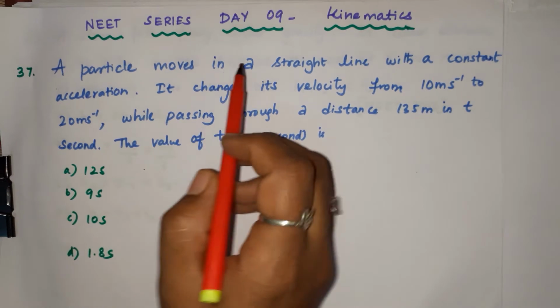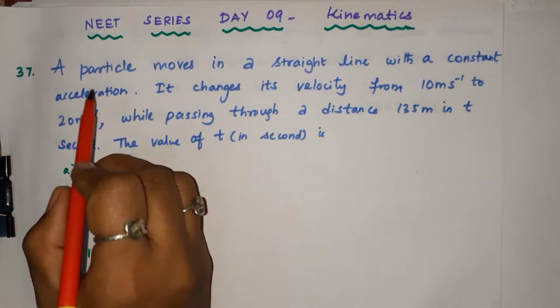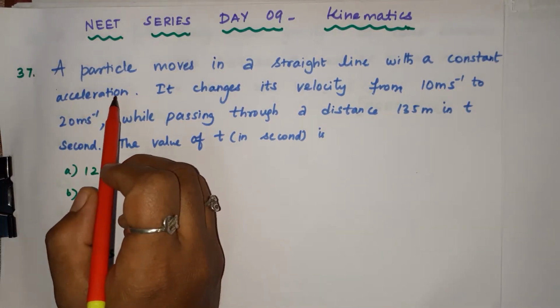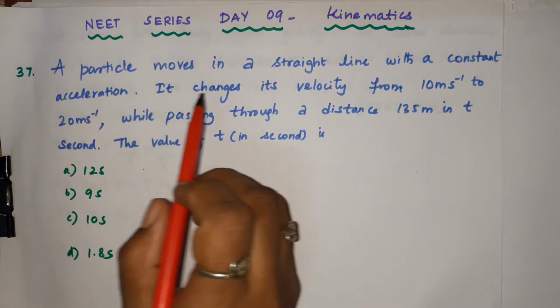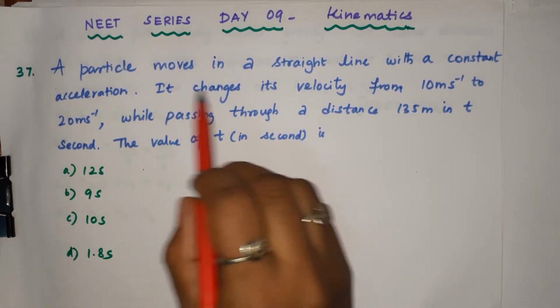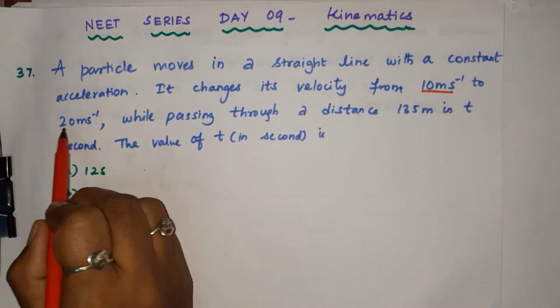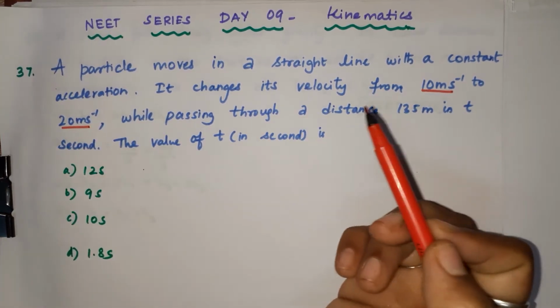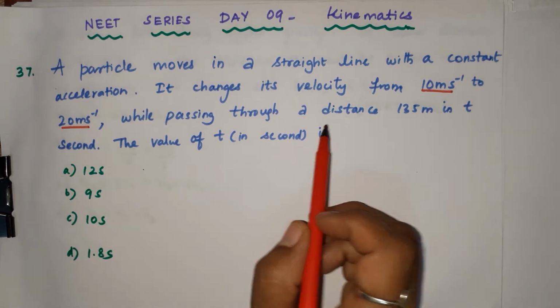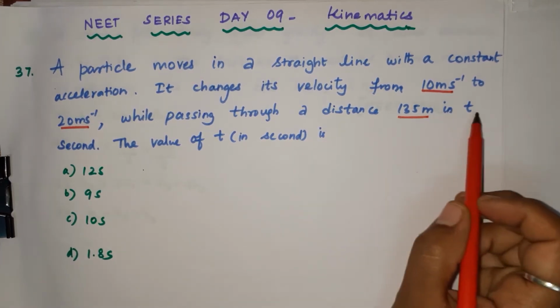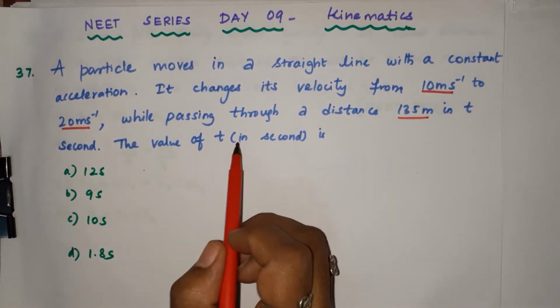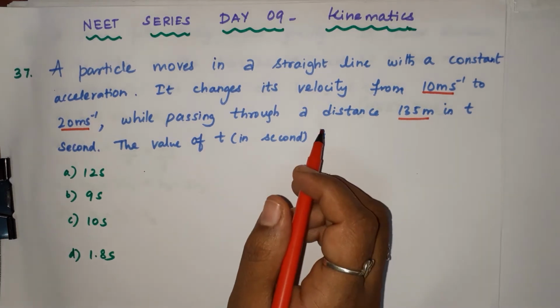A particle moves in a straight line with a constant acceleration. It changes its velocity from 10 meter per second to 20 meter per second while passing through a distance of 135 meter in t second. The value of t in second is what?